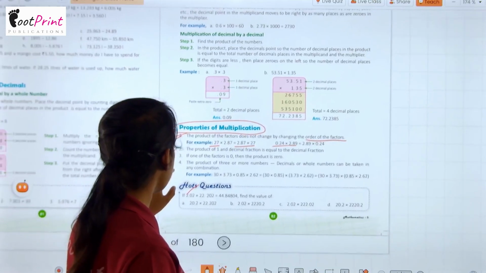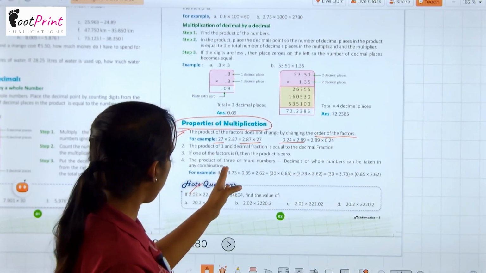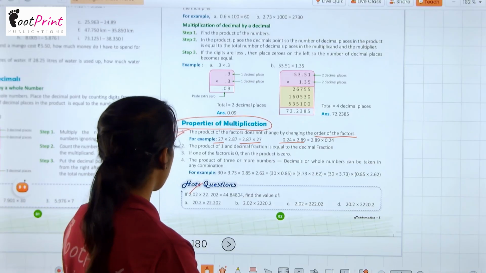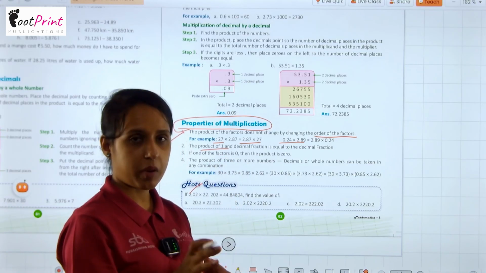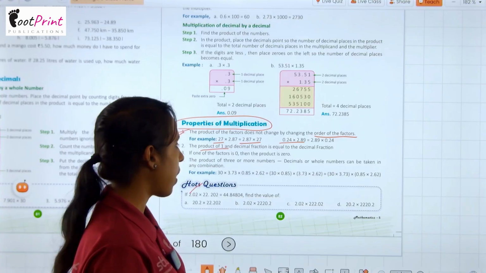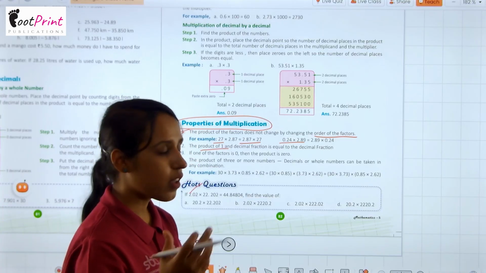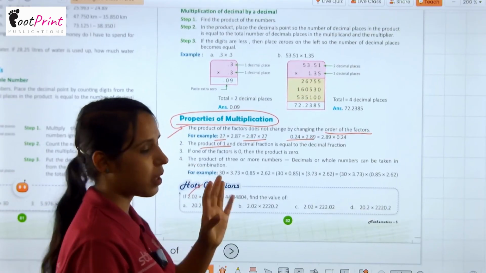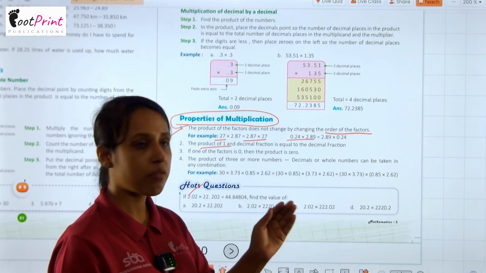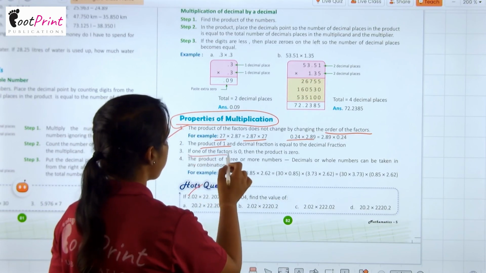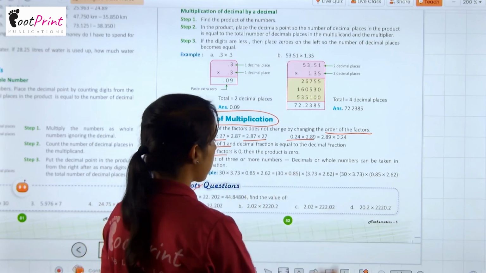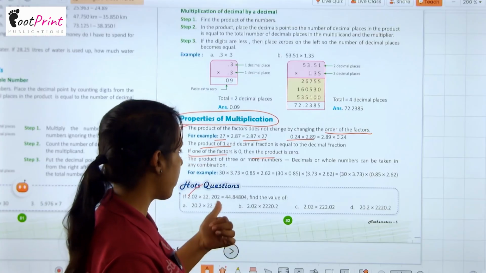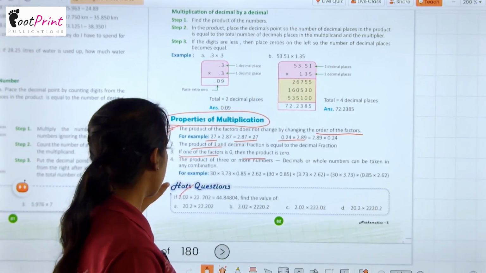Next property is the product of 1 and a decimal fraction is equal to the decimal fraction. So जब हम किसी decimal fraction को 1 से मल्टीप्लाई कर रहे हैं तो वो जो आंसर आएगा वो भी decimal fraction ही आएगा. मतलब किसी भी नंबर को 1 से मल्टीप्लाई करने पर सेम वही नंबर आएगा. If one of the factors is 0 then the product is 0. अगर हम किसी भी नंबर को 0 से मल्टीप्लाई कर रहे हैं so we get 0 only in the product.